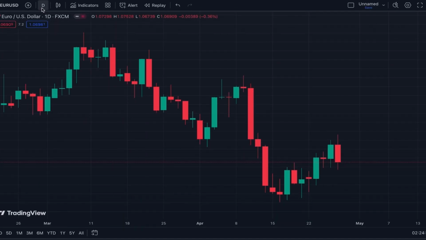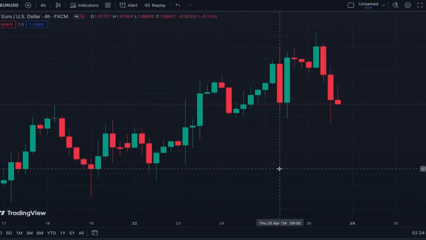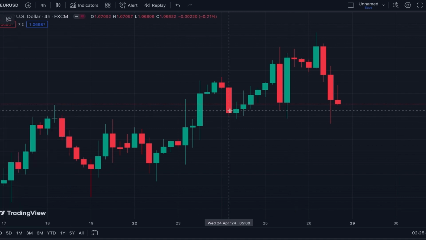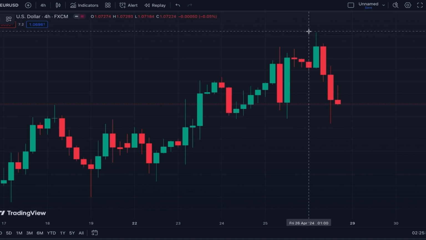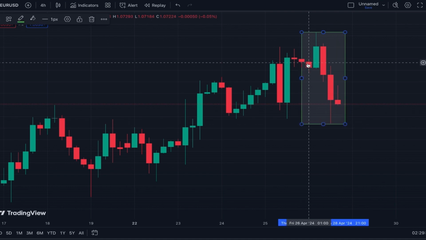Alright, now let's switch to the 4 hours time frame and see what happens on our chart. When you are on 4 hours time frame, the x-axis is divided based on every 4 hours. Let me mark the area for April 26 so you better understand what is going on here. April 26 started here, so I draw a rectangle from here down to here. Alright, these are 4 hours candles for April 26.